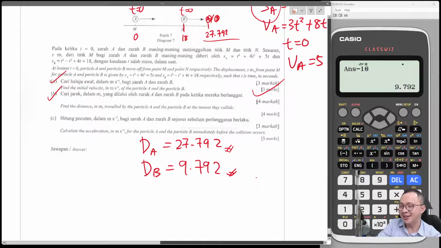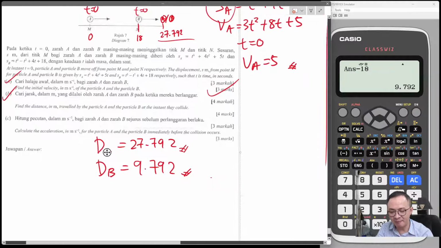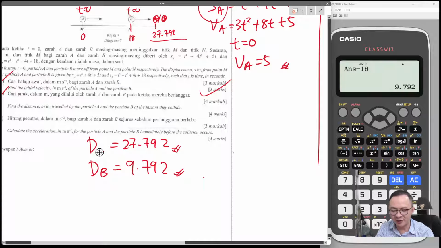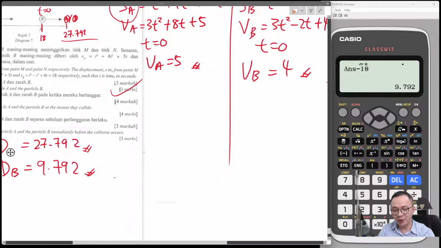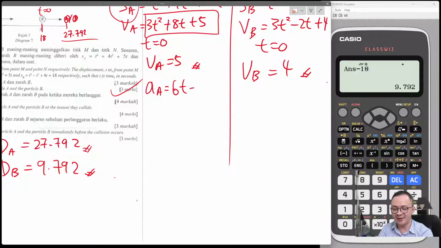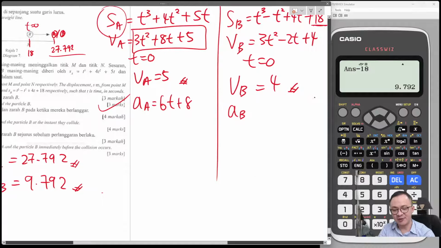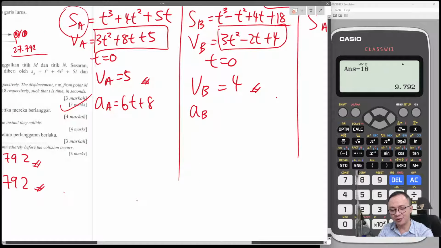Okay, then last but not least, calculate the acceleration of particle A and particle B before the collision occurs. So we want to differentiate both of them. We want to find acceleration for A, so we differentiate this one again. So we should get 6t plus 8. Then we find the acceleration for B. So that means we differentiate this one again. So we should get something like 6t minus 2.